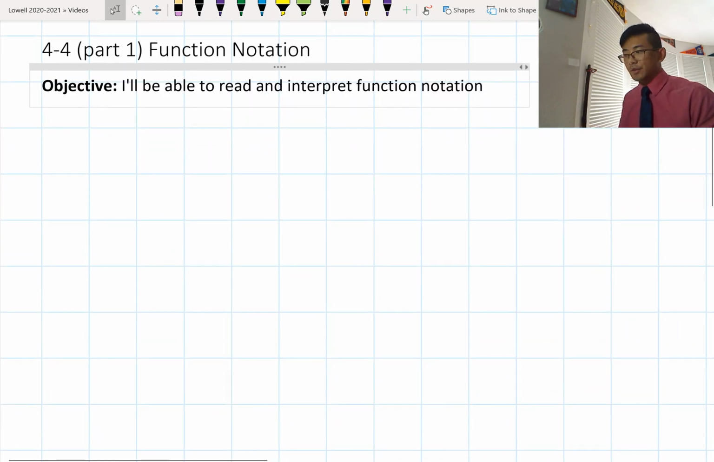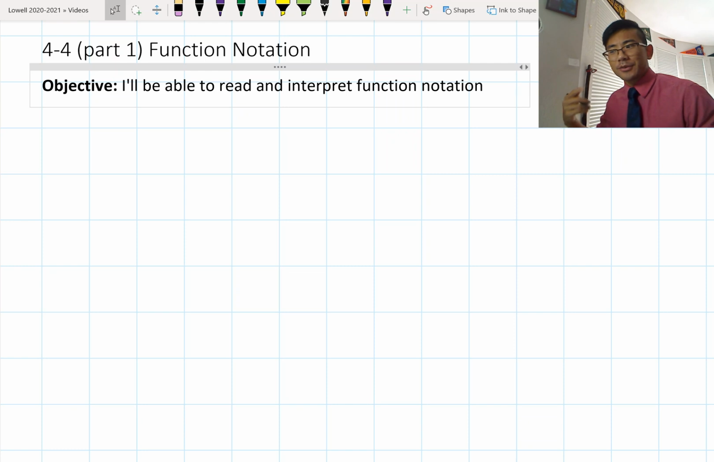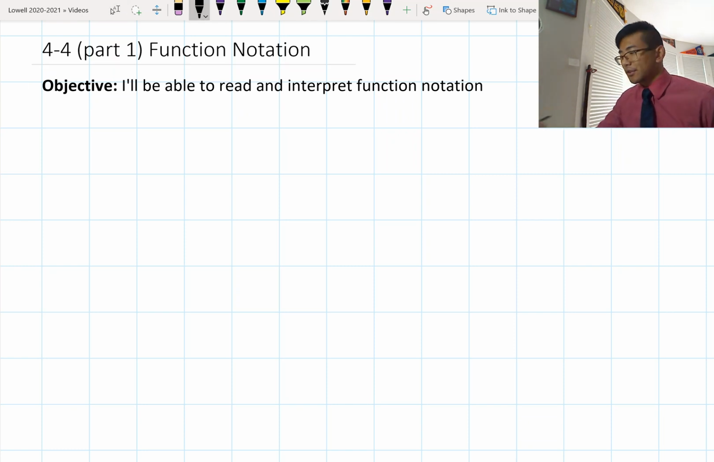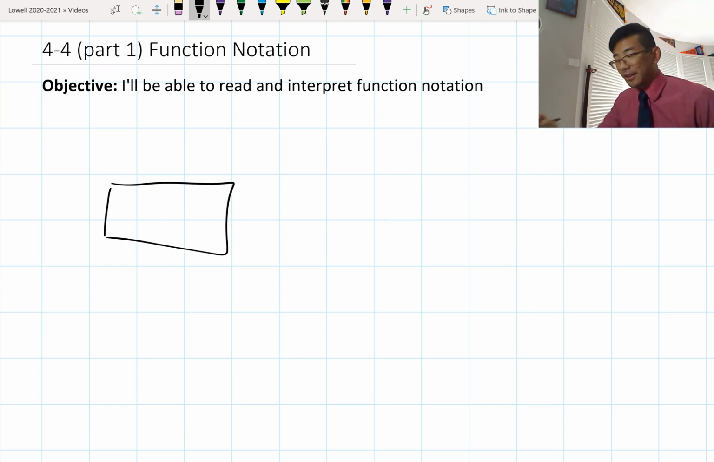Alrighty folks, welcome back. So in this video we're just going to talk a little bit about function notation, why it's useful, and how to read it. I guess how to read it first and then why it's useful at the end. So here's an example of not using function notation, and I'm going to draw a little function machine here just because I like to draw them.